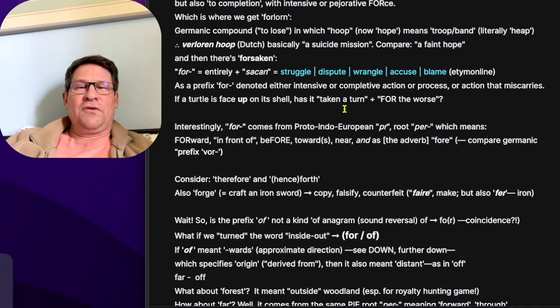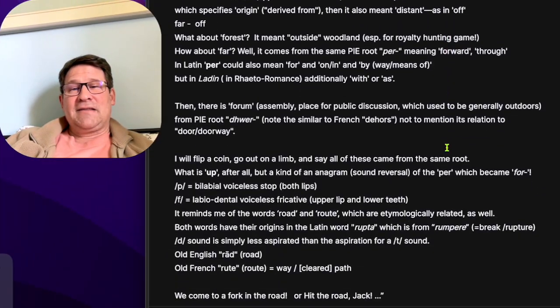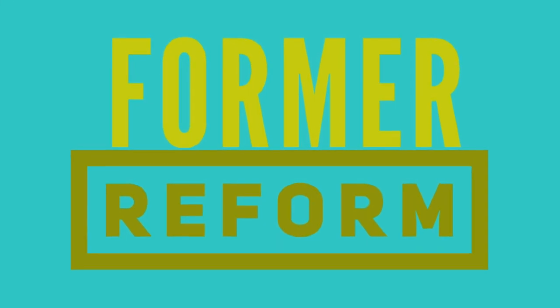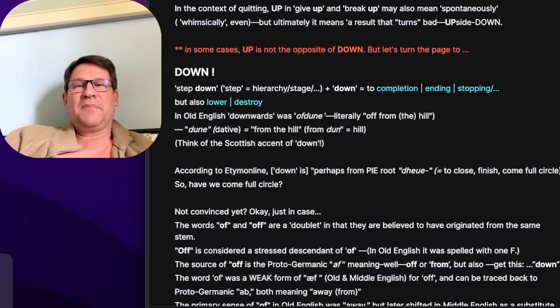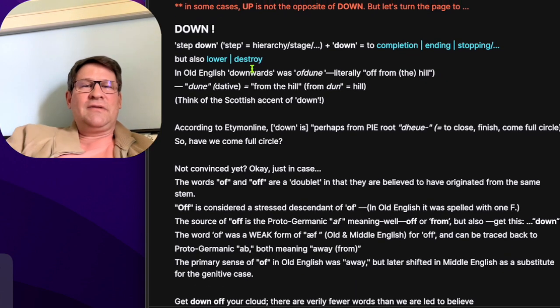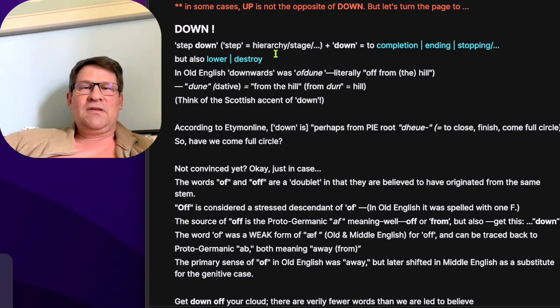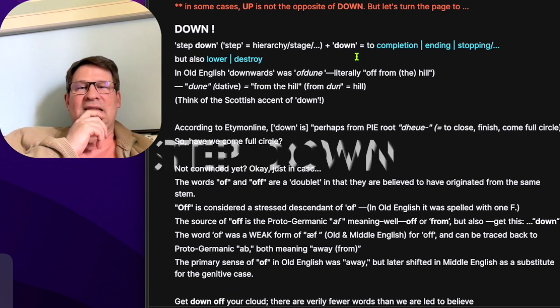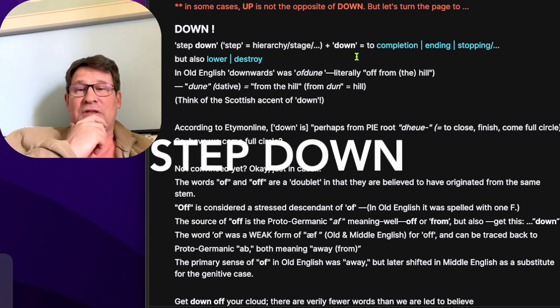Ah, yes, so if a turtle is face up on its shell, has it taken a turn for the worse? Well, I think phrasals have, because we're looking at a restructuring. What was once a compound verb becomes a verb with an affix written separately. Let's get down to it. We have the particle down, which is a motion going down, but it also means completion, ending, or stopping. If I say step down, I've relinquished my position.